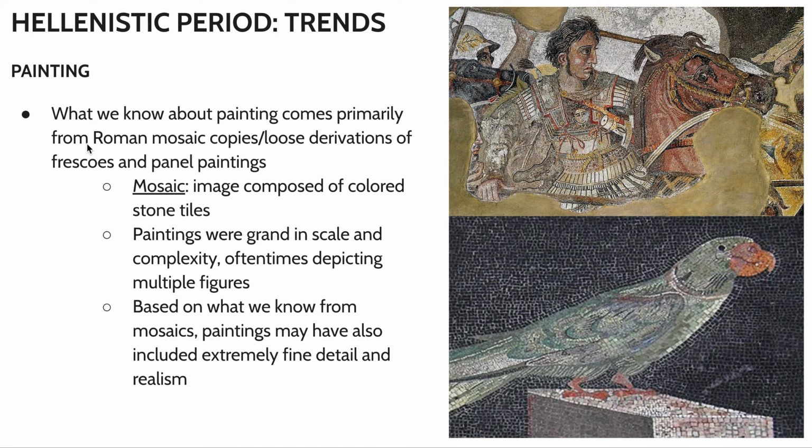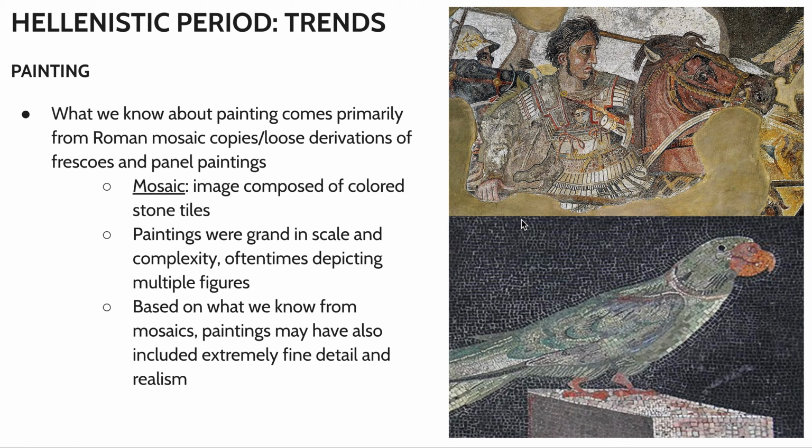So in terms of painting, we don't know much about painting from the Hellenistic period of Greece. What we do know, we can typically ascertain from mosaics that were made by the Romans. You'll recall that the Romans really loved ancient Greek artwork, particularly sculptures and paintings. So oftentimes they would make copies of these sculptures and paintings and then put them in their houses or their civic centers. So these paintings were oftentimes copied in the form of mosaics.